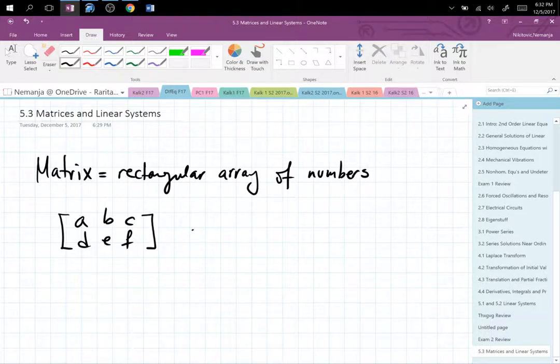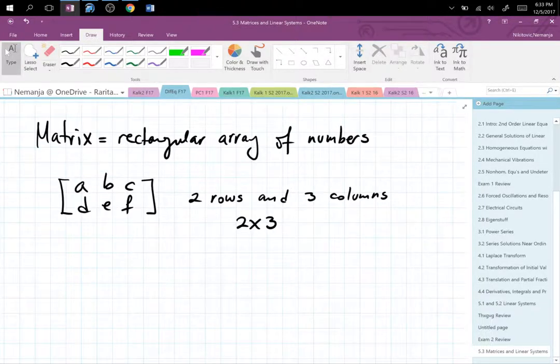This one has 2 rows and 3 columns. And we would call this matrix 2 by 3. So it's simply labeled that way. Now each entry has its location in space starting from the upper left corner.